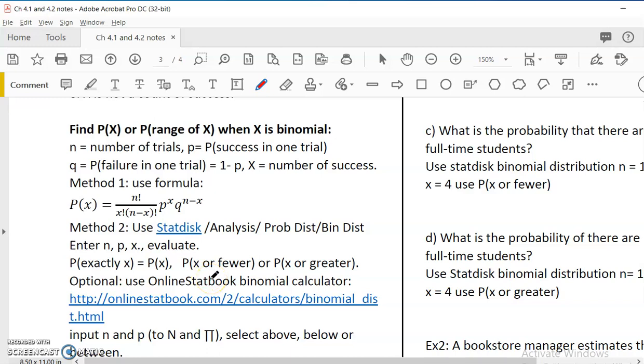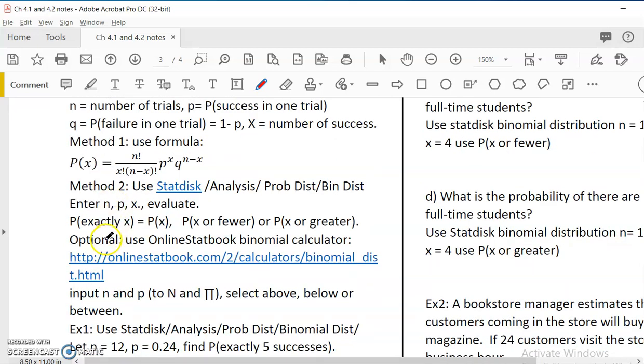Why are we so concerned about whether X, when it is a discrete random variable, can be modeled by binomial? Because the probability of X can be defined by a formula. You don't need a table to look up a probability. And you can also use an online calculator to find it. A graphing calculator can be used to find binomial. And here I list two calculators, StatDis and also the online StatBook binomial calculator.